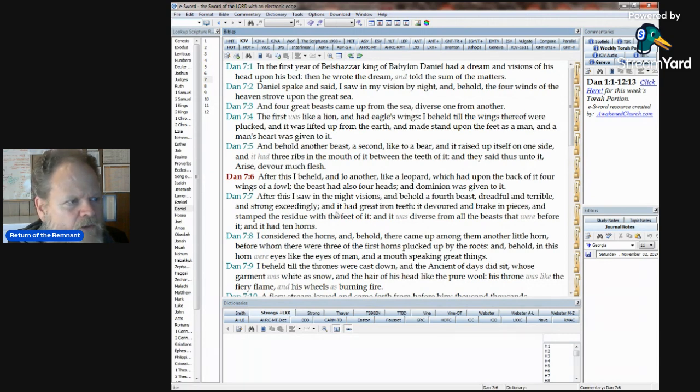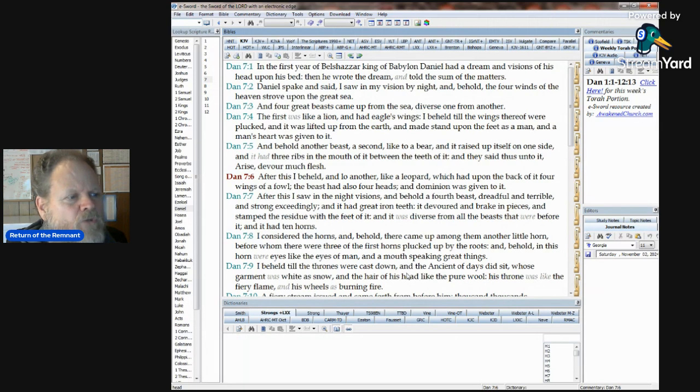After this I saw in the night visions, and behold, a fourth beast, dreadful and terrible, and strong exceedingly, and it had great iron teeth that devoured and broke in pieces, and stamped the residue with the feet of it. And it was diverse from all the beasts that were before it, and it had 10 horns. I considered the horns, and behold, there came up among them another little horn, before whom there was 3 of the first horns plucked up by the roots. And behold, in this horn were like the eyes of a man, and a mouth speaking great things.